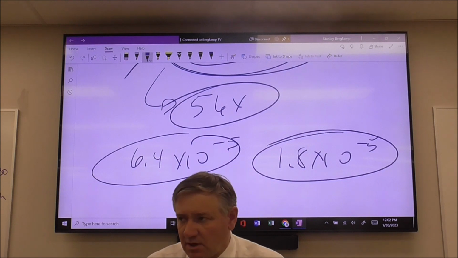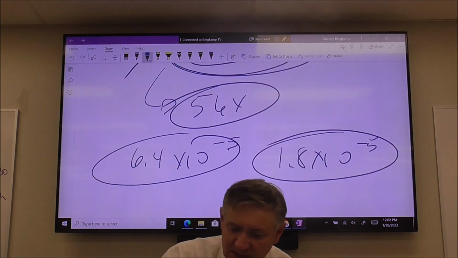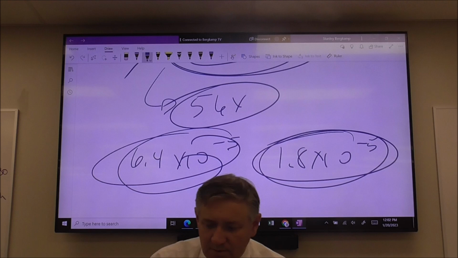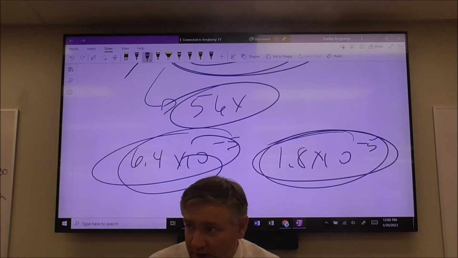Which one is the stronger acid? The 6.4 times 10 to the negative fifth or the 1.8 times 10 to the negative fifth? Which one is the stronger acid? Evan? The 6.4 times 10 to the negative fifth.